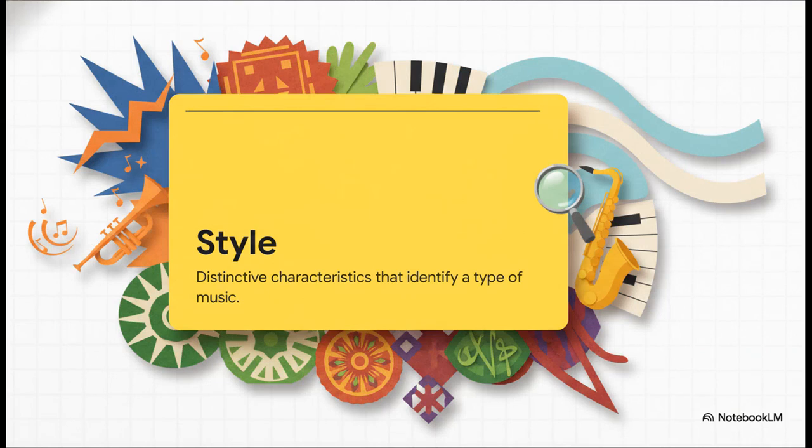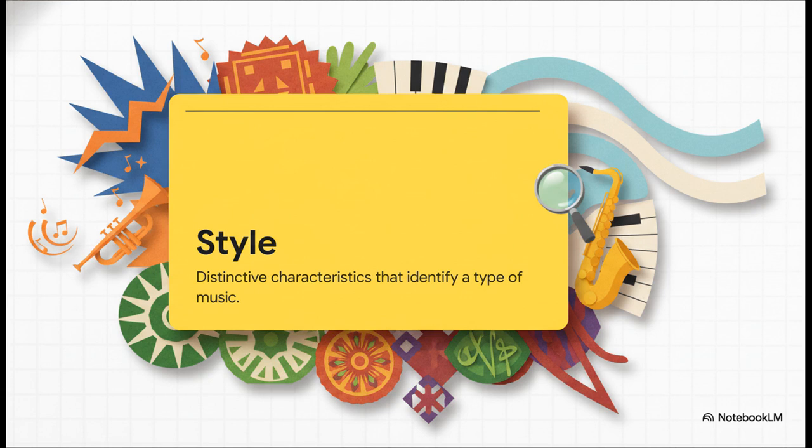Next up is style. So while genre is that broad category we just talked about, style dives much deeper. It focuses on the distinctive characteristics that give a specific type of music its unique, recognizable fingerprint. It's basically the how of the music. How are the instruments being played? What's the vocal technique like? How is that saxophone bending the notes? Or how are those keys being played to create that specific groove?